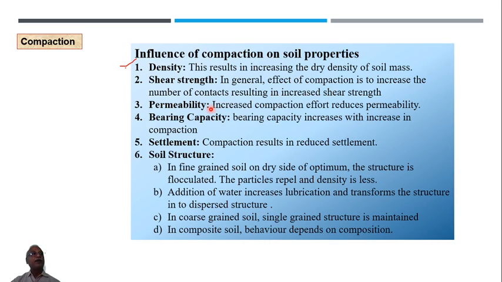Permeability, when you compact the soil, you are removing the voids, or void space is lessened. Because of that there will obviously be a reduction in the permeability. Bearing capacity, when the soil gets more shear strength, obviously it will have more bearing capacity. Bearing capacity increases with increase in compaction. Settlement, compaction results in reduced settlement, obviously because it has already been completely compacted. Because of that there won't be any, or hardly any, settlement.